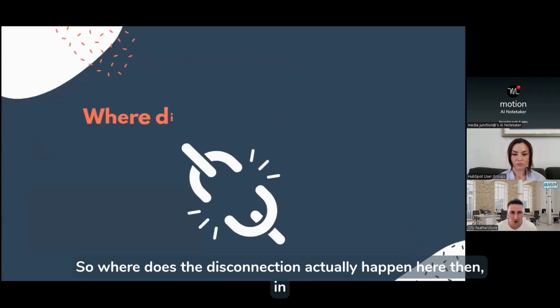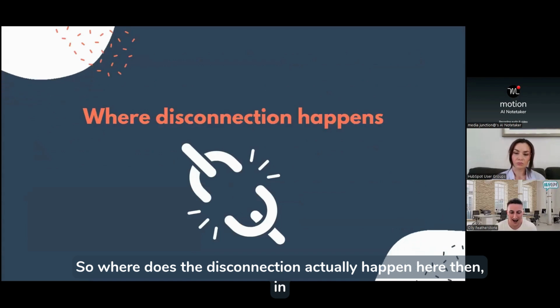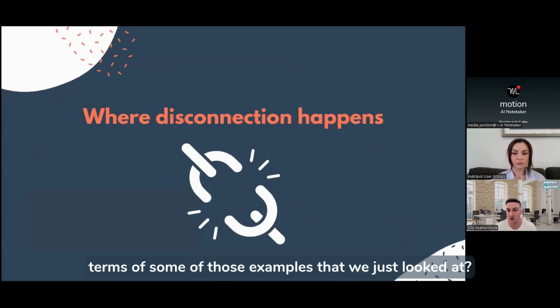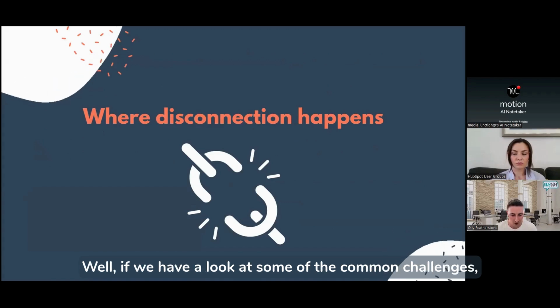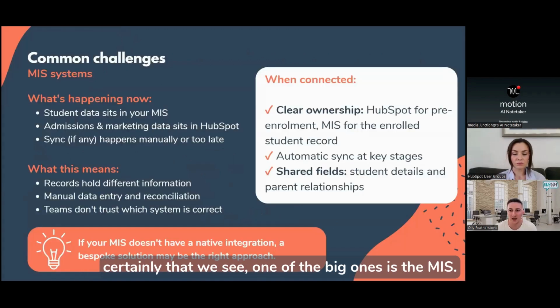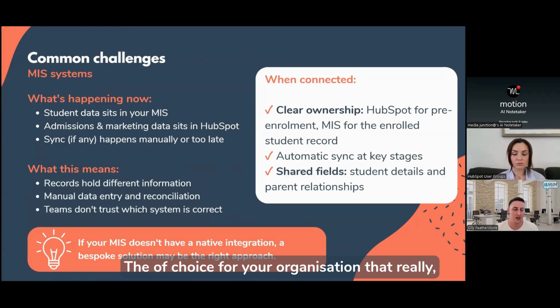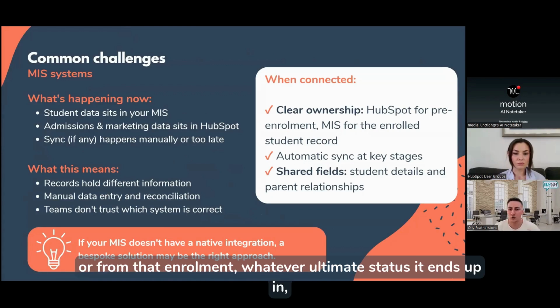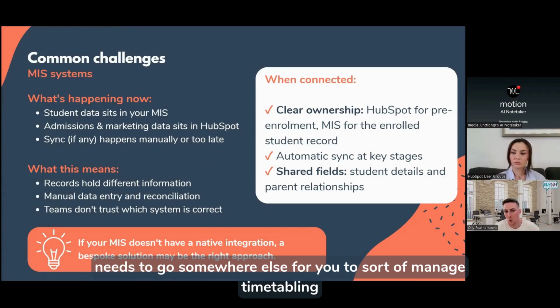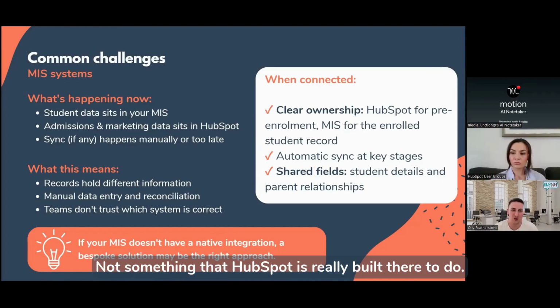So where does the disconnection actually happen, in terms of some of those examples that we just looked at? Well, if we have a look at some of the common challenges that we see, one of the big ones is the MIS system of choice for your organization. At some point you need to pass the data from that application or enrollment, whatever ultimate status it ends up in, somewhere else for you to manage timetabling and tutoring and all the rest of it, not something that HubSpot is really built to do.